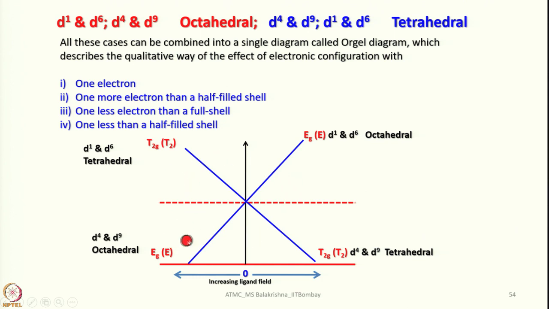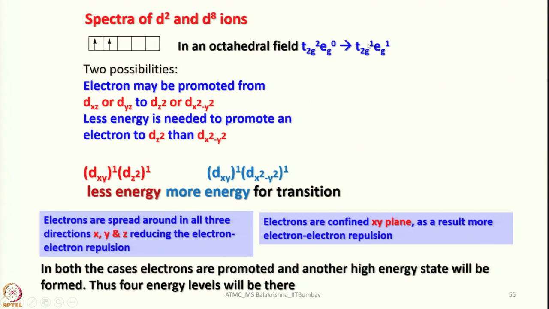Now it is very easy, if we remember this one, we should be able to see the transition, from which ground term the electron is going to which excited state, or higher state, or HOMO to LUMO state, you should be able to tell. This Orgel diagram is good for high spin complexes of both octahedral and tetrahedral for these four electronic configurations. Similarly, we can also do analysis for D2, D3, D7 and D8.